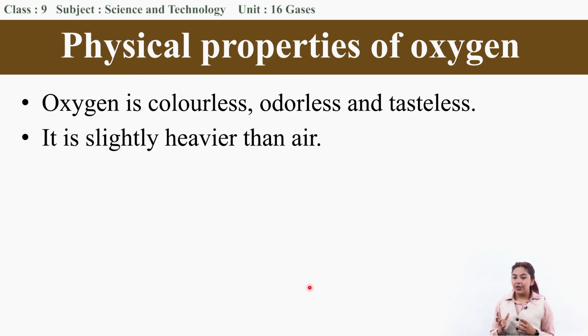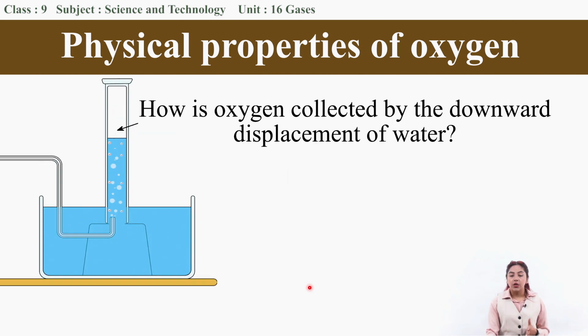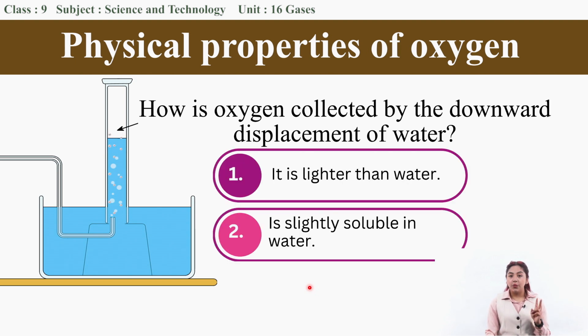Another property is that oxygen gas is slightly heavier than air and it is partially soluble in water. So there comes one important question: how is oxygen collected by the downward displacement of water? And the answer lies in two main physical properties of oxygen. Can you guess those properties? Yes, you're right. The two properties: it is lighter than water.